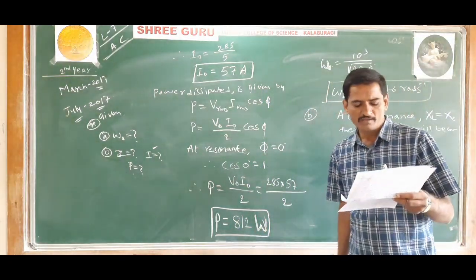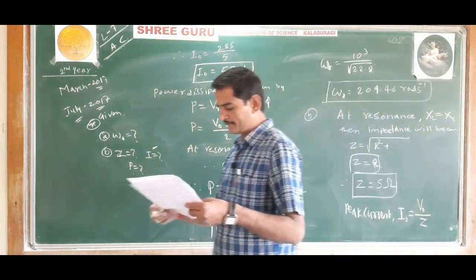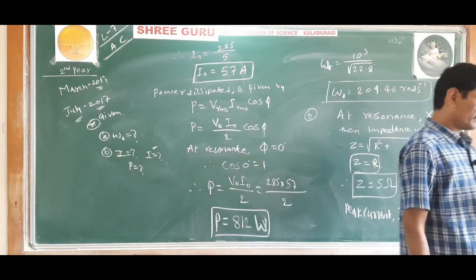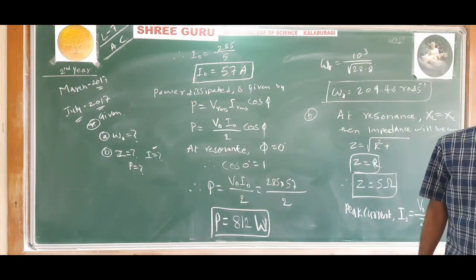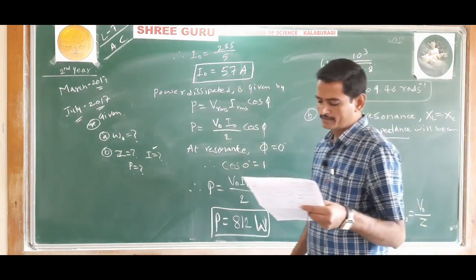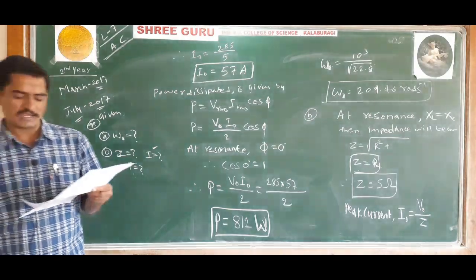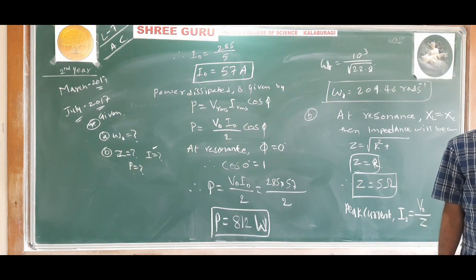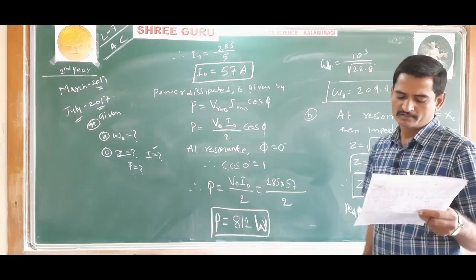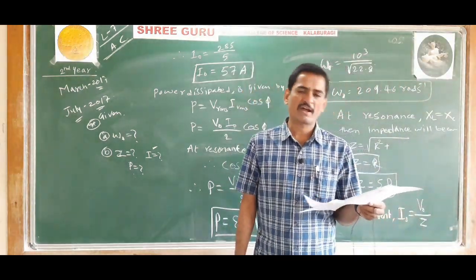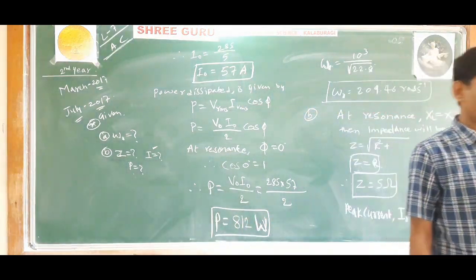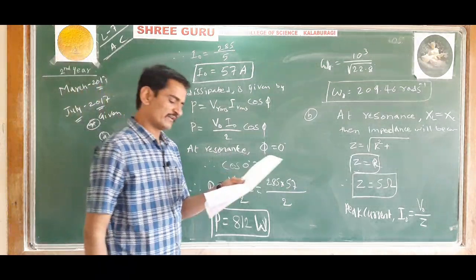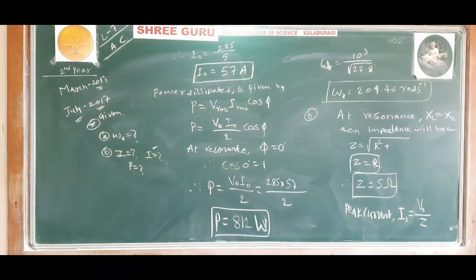June 2019. A sinusoidal voltage of peak value 283 volt and frequency 50 Hz is applied to a series LCR circuit in which capital R is equal to 3 ohm, capital L is equal to 25.48 millihenry, and capital C is equal to 796 microfarad. Find the impedance of the circuit.